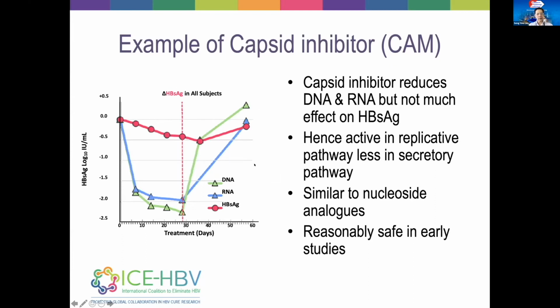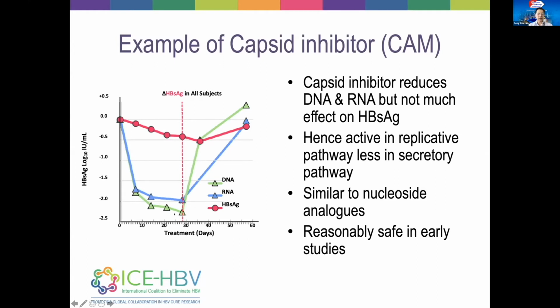And I just want to take you through the results here in this graph so you can understand what it is. As I said before, in my earlier slide, the DNA and RNA blocks the replication of the virus, and this drug, a capsid inhibitor, blocks the replicative pathway, and it's very good at it.